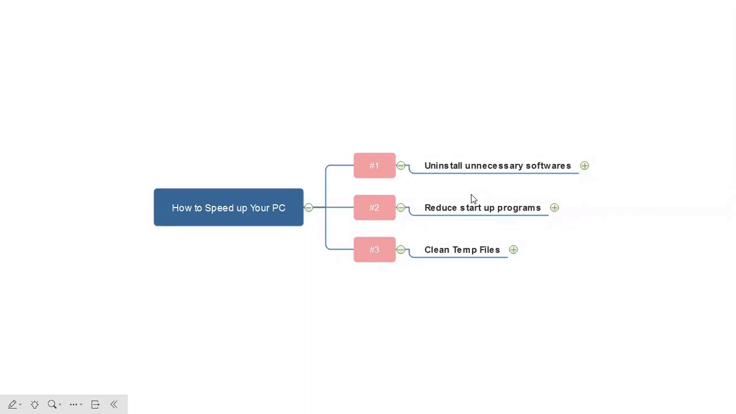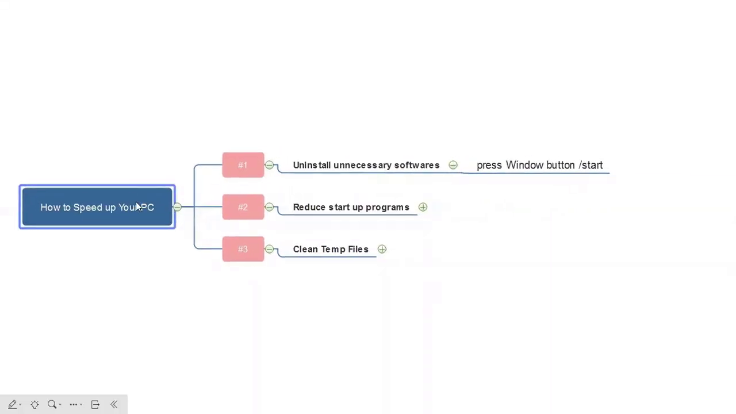Today I'm going to cover three things. How to uninstall unnecessary software. I'm going to show you practically how you can uninstall it from the control panel. The second one is reduce startup programs, and I'm going to show you how you can reduce your startup programs. And the third one is how to clean your temp files. In this video, I'm going to cover these three things.